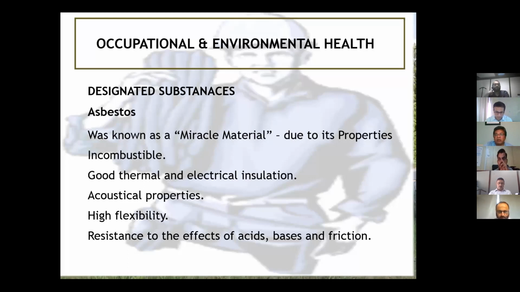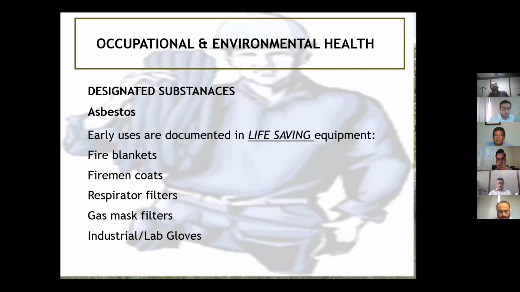It was used in almost everything due to its properties: incombustible, excellent thermal and electrical insulator, acoustic properties, high flexibility, very much resistance to acids, bases, and friction. Early uses, before World War II, it was used even in life-saving equipment. It was used in fire blankets. Not these days, but almost 10 years ago, we used to find fire blankets in our buildings. They were asbestos containing.